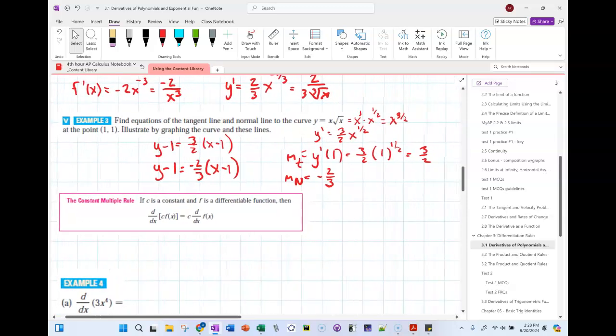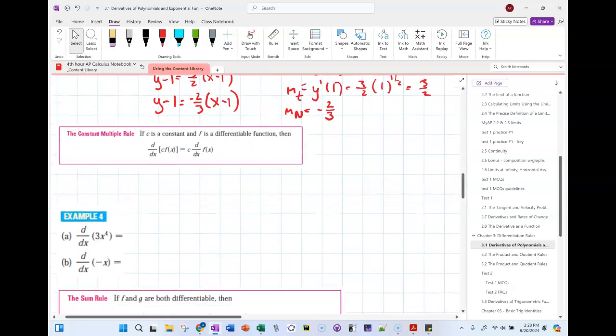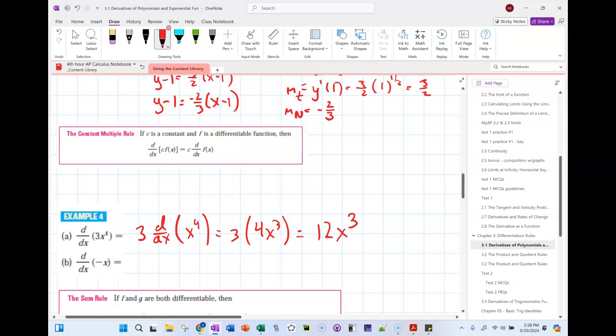So if I have the derivative of a constant times the function, I can just pull the constant out front, do the derivative, and then multiply the constant back in afterwards. It can just hang out front. So, for example, if I have the derivative of 3x to the fourth, I can pull the 3 out front. What's the derivative of x to the fourth? 4x cubed. So when I multiply the 3 back in, I got 12x cubed.